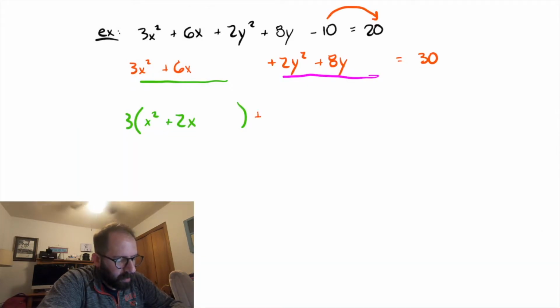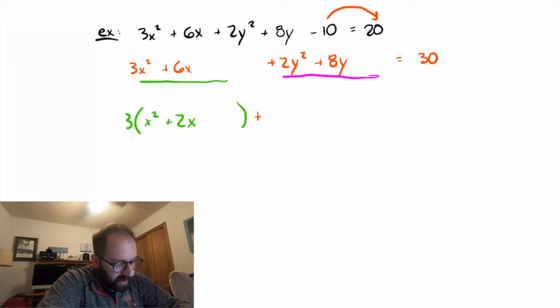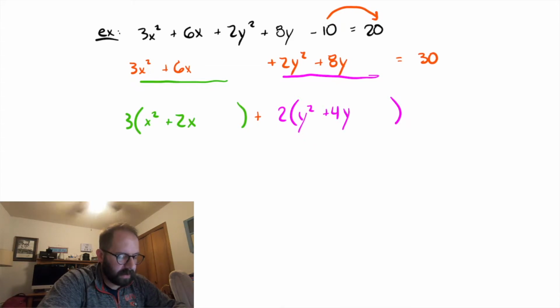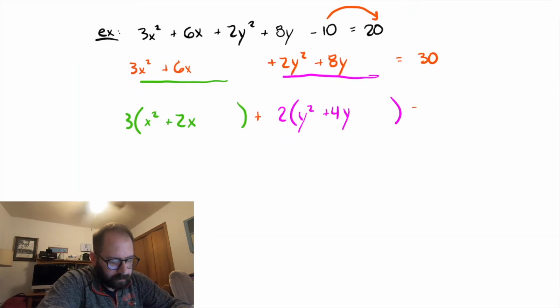Now for the y's, they have a 2 leading coefficient, so I'm going to factor the 2 out. Factoring out that 2, we have y squared plus 4y, because I factored out the number in front of the y there. And on the other side of the equal sign, we have the 30 still. That hasn't really moved. I haven't touched that yet.